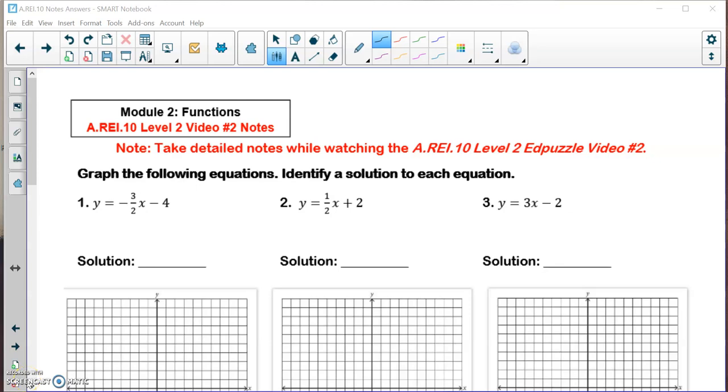All right, so now we have made it to level 2, video number 2. Reminder that there's 3 videos in this level. And we are going to be graphing equations and then identifying a solution to each.